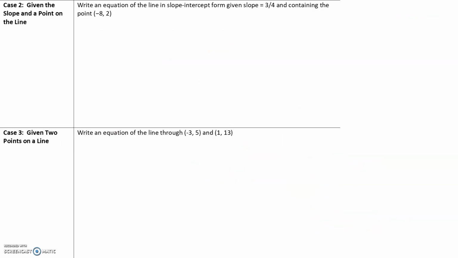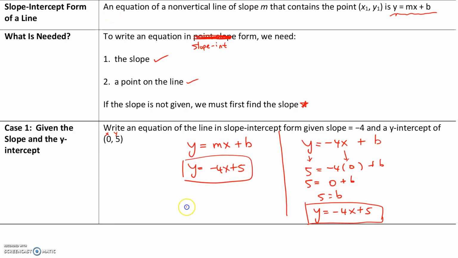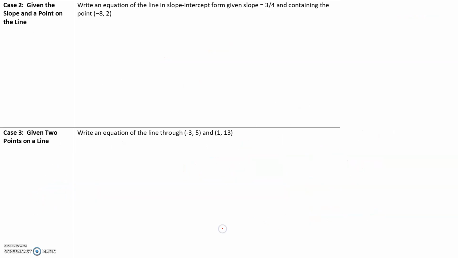Let's take a look at case number 2. We are given that the slope is 3/4, but now it contains a point -8, 2. The only time we know we're given the y-intercept is when the x value is 0. Because remember, in order for us to have the y-intercept, the x value has to be 0, and then whatever the y value is, that is your y-intercept. But in this case, we're given the point -8, 2. If the x value is not equal to 0, this point is not the y-intercept. It's just a point on the line.